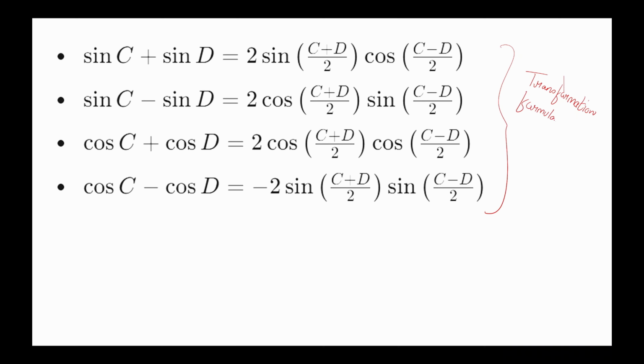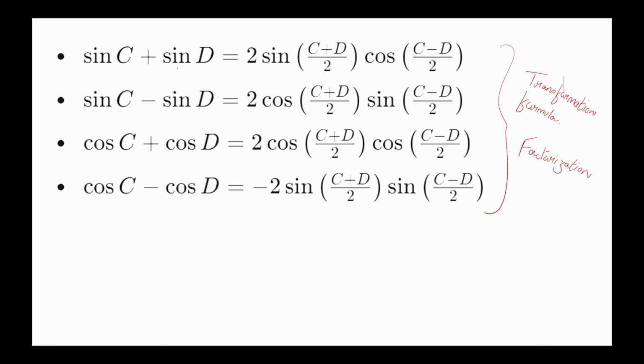Now these are also known as our factorization formulas, because what we are doing is we had two trigonometric terms added or subtracted with each other. Now we are converting it into a product format. So basically we are trying to find out its factors. So this is how their factors are written.